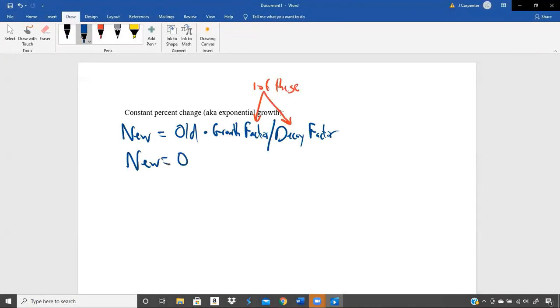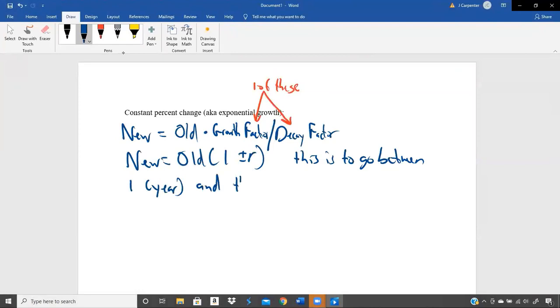And you say that the growth/decay factor is 1 plus or minus r. So it's new equals the old times 1, and then plus or minus r, depending on growth is a plus, minus is a decay. Now this is how we go from year 5 to year 6, or to go from year 2 to year 3, or to go from year 0 to year 1, or from year 1 to 2, or from 50 to 51. So this is to go between 1 year and the next year. I'm putting year in parentheses for a reason, I'll explain in a second.